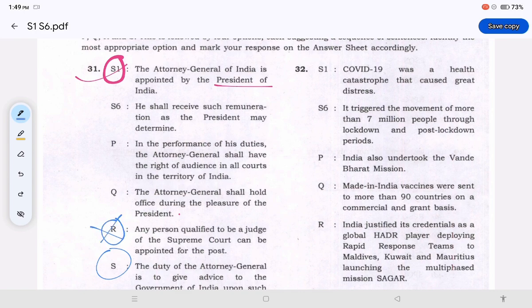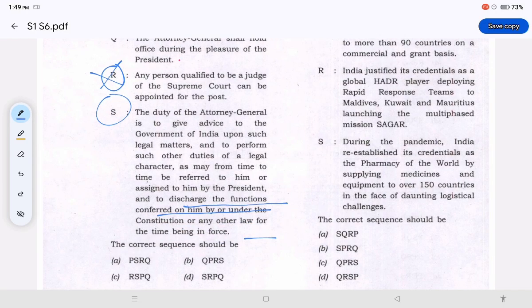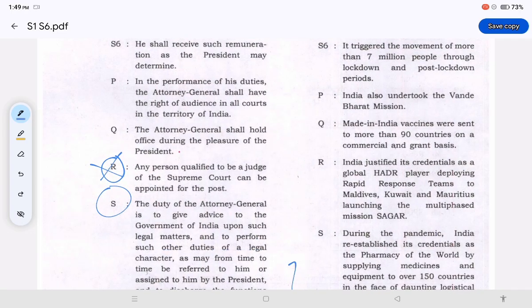Now you see what can come after S6. What can come after S6? This is talking about the performance, right? How he is going to do things, how he is going to function. So probably in the performance of his duty, probably this one comes, but still we are not really very sure. So we will see if this can come in the third sentence. So Supreme Court can be appointed for the post. The duty of the Attorney General.